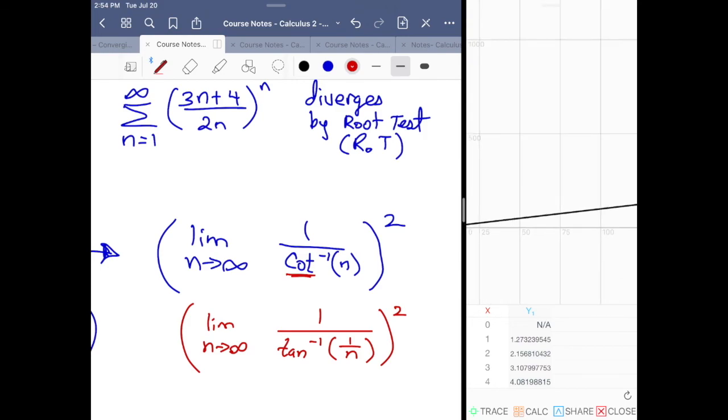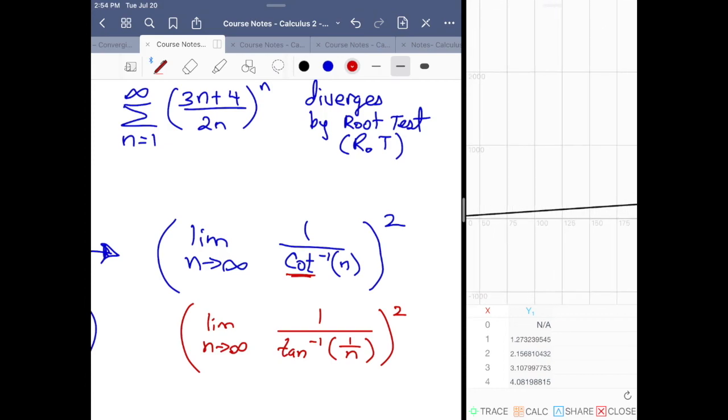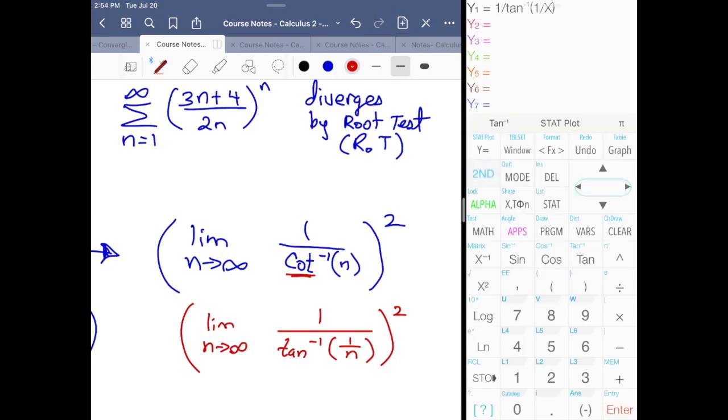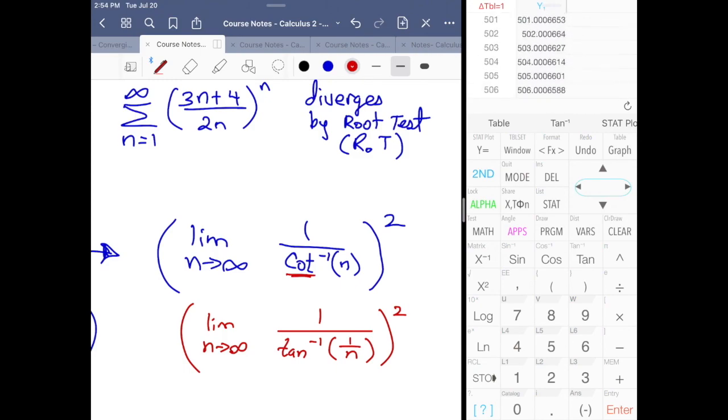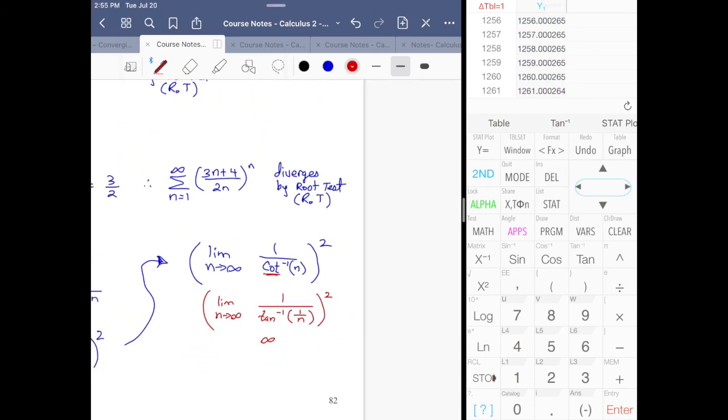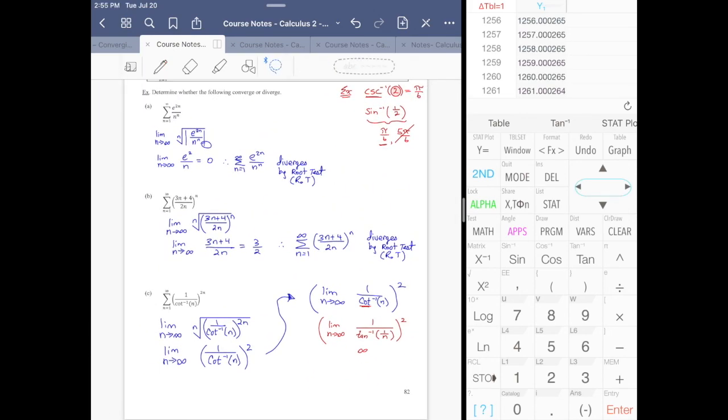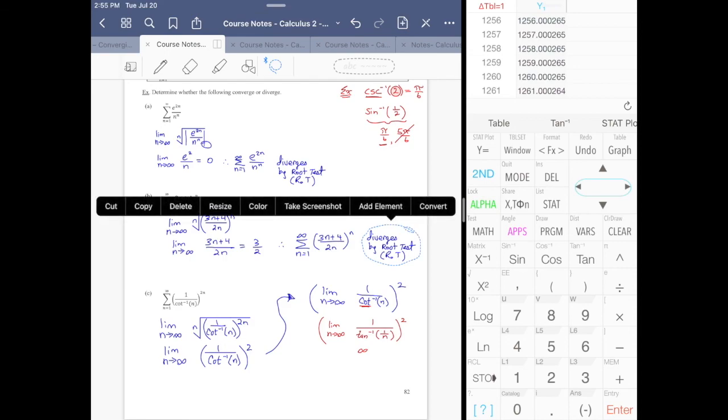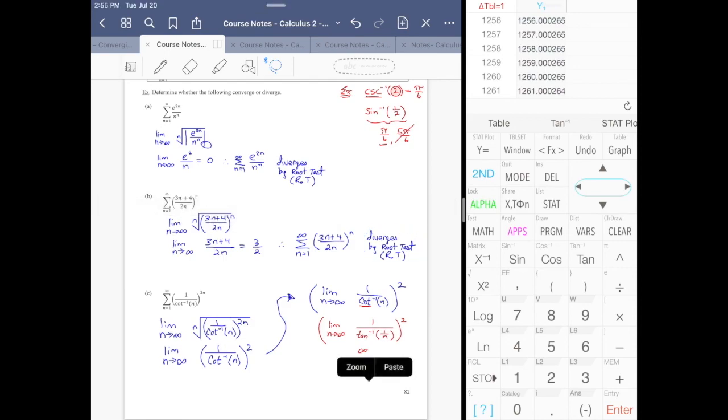Well, it seems like it's increasing without bound. So I can get into the table and just verify that that's the case. It does appear to be increasing in a 1-to-1 ratio, but that is the nature of things. Regardless, it's still increasing. So this is going to infinity, and therefore this one diverges by the root test.